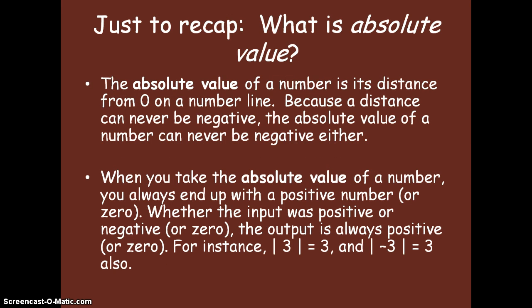Now, just to recap, what is absolute value? The absolute value of a number is its distance from 0 on a number line. Because a distance can never be negative, the absolute value of a number can never be negative either. When you take the absolute value of a number, you always end up with a positive number or 0. Whether the input was positive or negative or 0, the output is always positive or 0.